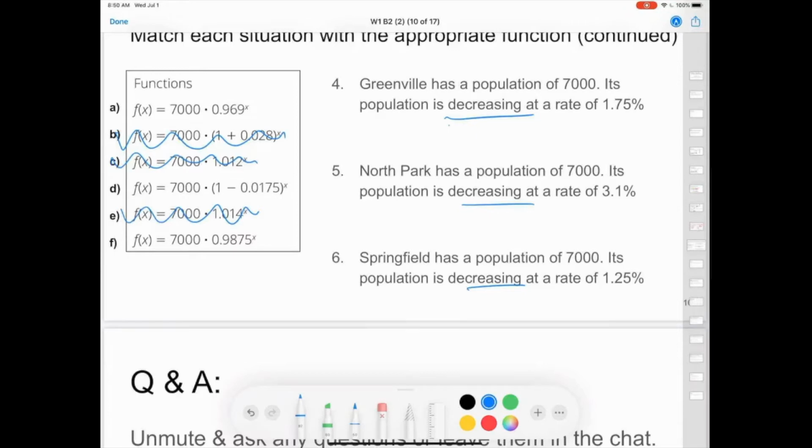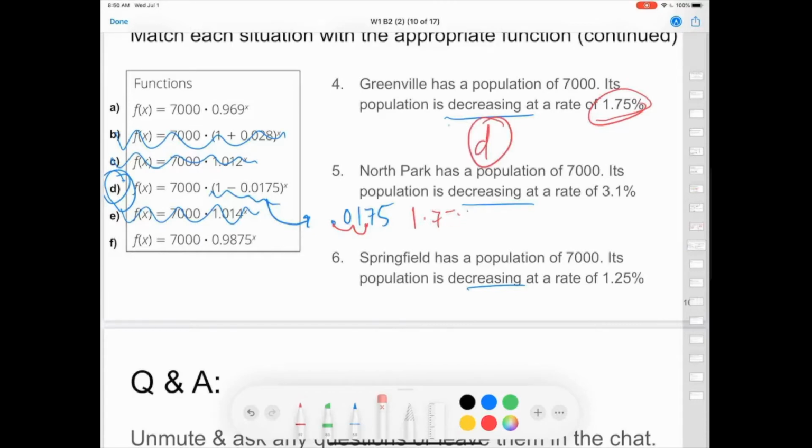I think D is the easiest one to start with, and I'm choosing D because it hasn't been subtracted yet. It's written as 1 minus 0.0175. So what I'm going to do is you could either convert this to a percentage, so 0.0175, you can move it over to the right 2 times, so it's going to be 1.75%. And the problem that has 1.75% is number 4. So I know that D is the answer to number 4.